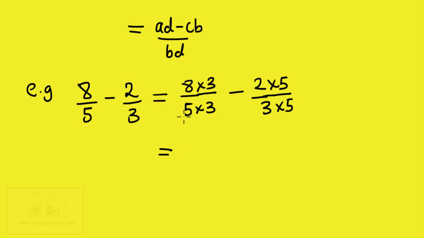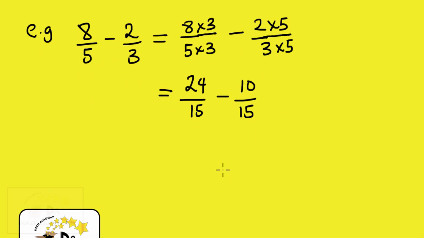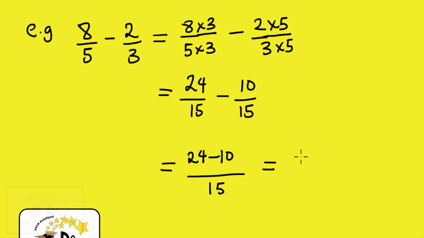And you simplify. 8 times 3 is 24, 5 times 3 is 15, 2 times 5 is 10, 3 times 5 is 15. Now we have a subtraction problem involving two fractions with the same denominator. We know that this gives us a fraction whose denominator is the same as theirs, 15, and whose numerator is given by 24 minus 10, which is 14 over 15. And that's it for the addition and subtraction of fractions.